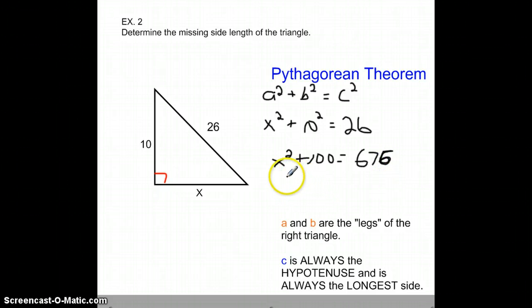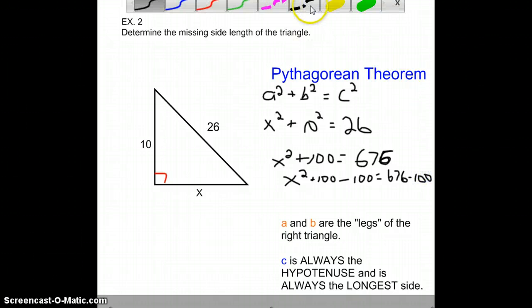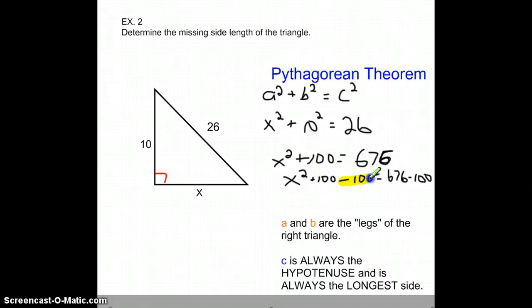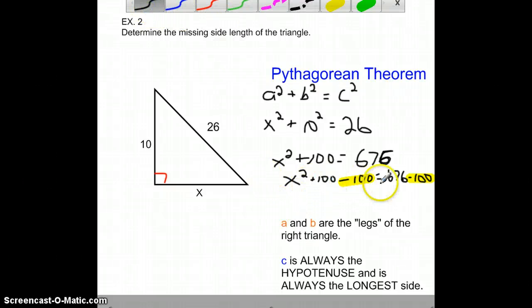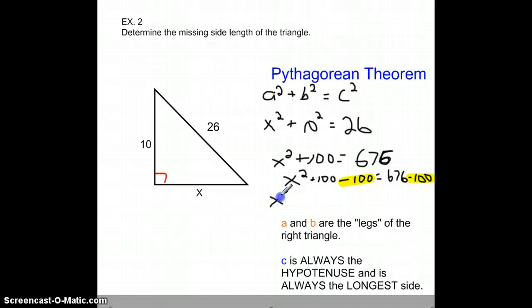All right, now let's solve for x. And you've got to get x all alone. So let's move the 100 over. So we'll subtract 100 on both sides. And you can do whatever you want to an equation, as long as you do it to both sides. So in this case, we're subtracting 100 on both sides. Okay? So let's continue to simplify. Over here, positive 100, negative 100, that's just going to cancel each other out. We've got our x squared. And over here, we've got 576.